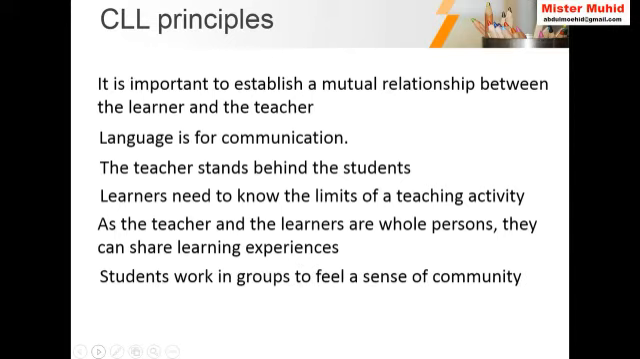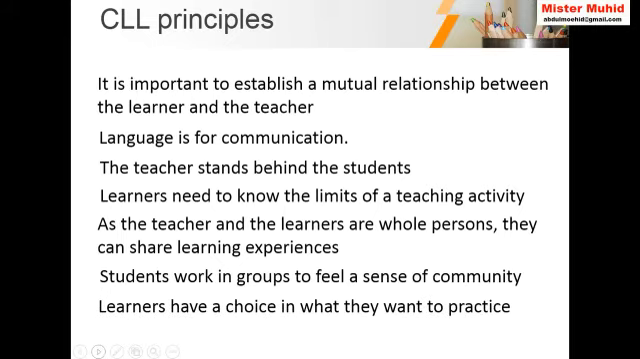And the teacher and the learners are whole persons, they can share learning experience. Like I said, they are mutual, they can share. Even the teacher can share their experience. So in this community language learning, everyone works together, even the teacher and the learners. But mostly, when we make the percentage, of course students must have more activity than the teacher, because the teacher is the counselor and the students are the learners.